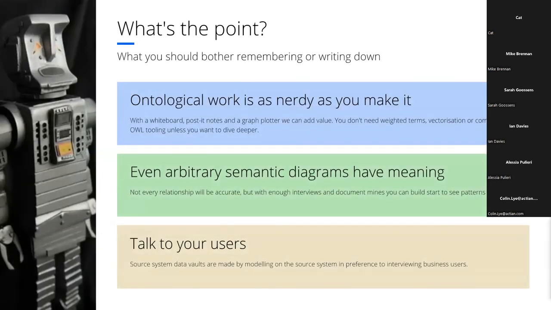Well, just drawing this to a close, what's the point? The only thing I really want you to take away is ontology work can be really nerdy. You can go away and you can buy vendor tools or deep dive into things like Protégé and understand the theory. And that will serve you really well. But you can also do it just with a whiteboard and post-it notes and some kind of graph plotter. There's no tool to learn here. It's just talking to your users, using sticky notes, pens, cameras. That's a fantastic place to start.